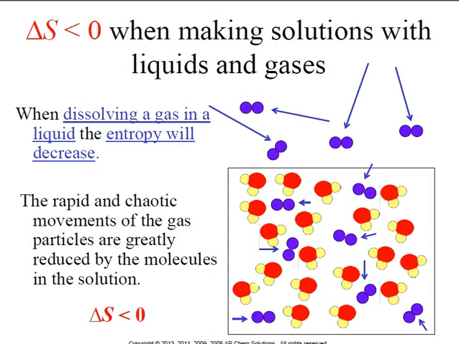The exception here is if you have a gas and you make a solution with it. So a gas has tons of entropy in itself because those molecules are moving fast and really randomly. And if you take that gas and then try to shove it into a liquid like you would in a carbonated beverage, you are decreasing the entropy of those molecules. They don't have as many options as to where they can go. So that would be a negative delta S.